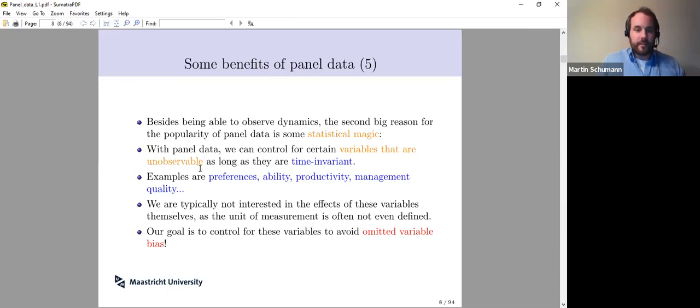Now, these are variables that are interesting, but for instance, your preferences don't really have a natural unit of measurement. Yeah, so we may not be necessarily interested in the preferences per se, but we want to account for your individual preferences because your preferences may be correlated with observed characteristics. And therefore, if you do not account for preferences, you may end up with an omitted variable bias, yeah? Which is of course bad. Having panel data allows us to account for these unobserved variables and therefore remedy omitted variable bias, which is something fantastic.